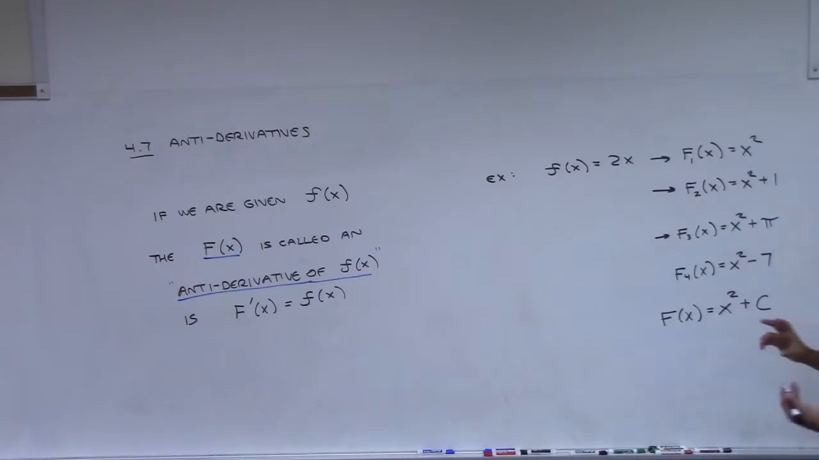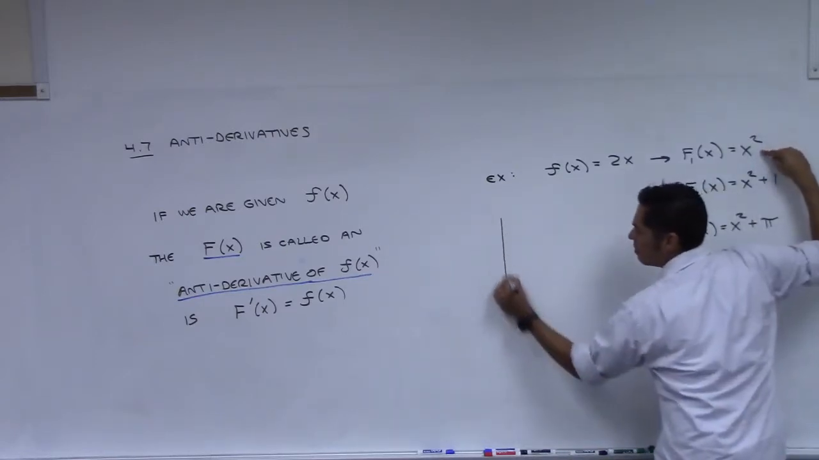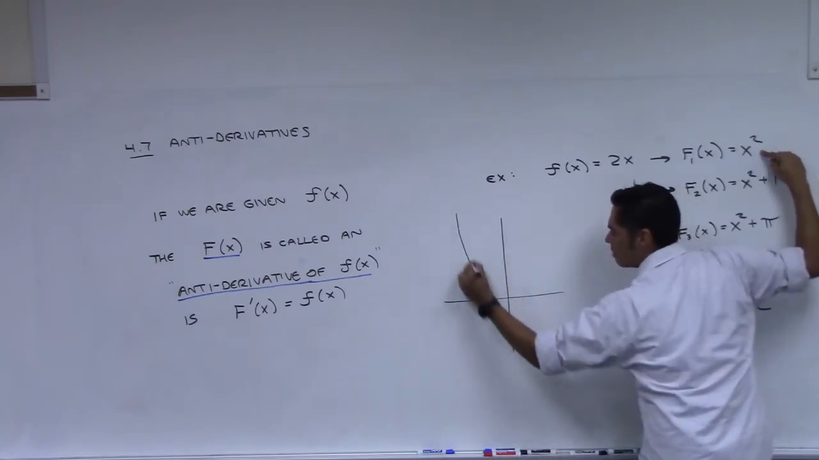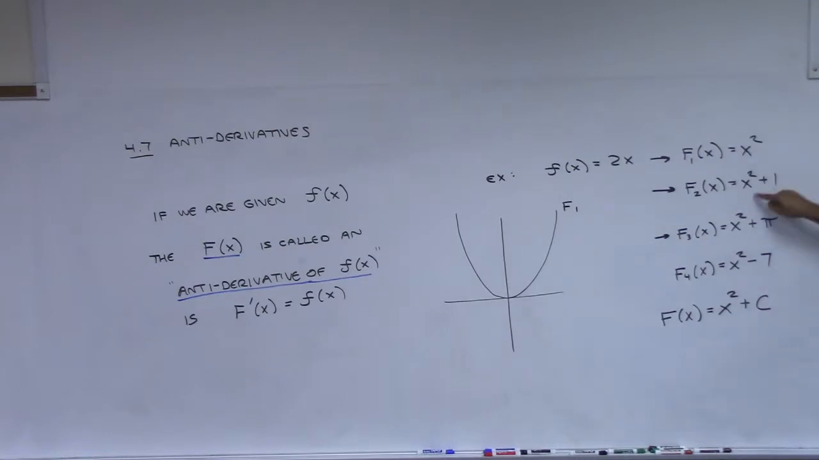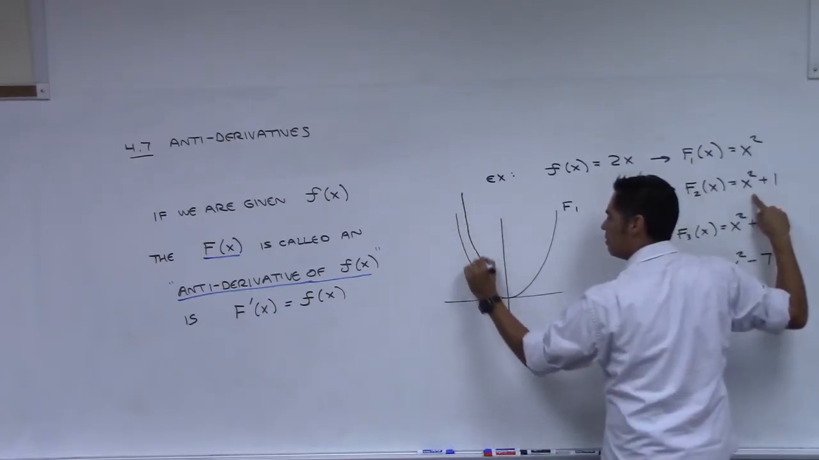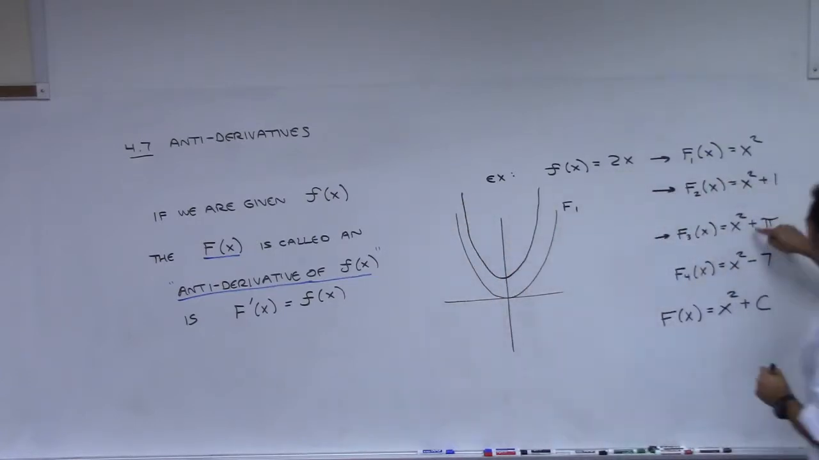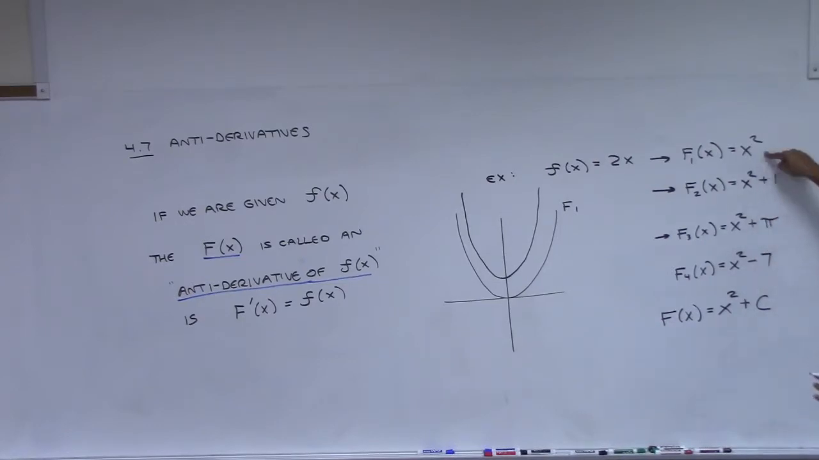Okay, so geometrically, here's what's happening. We have a family of functions, don't we? These all have something in common. They're all parabolas, right? And if we do plus 1, like if we look at this one and we graph it, we all know what x squared looks like? Okay, so x squared looks like this. That would be capital F1, right? What would capital F sub 2 be? That one just moved up 1, right? It would just be this whole graph moved up 1. And then what about plus pi? Well, it would be that one moved up pi, right?